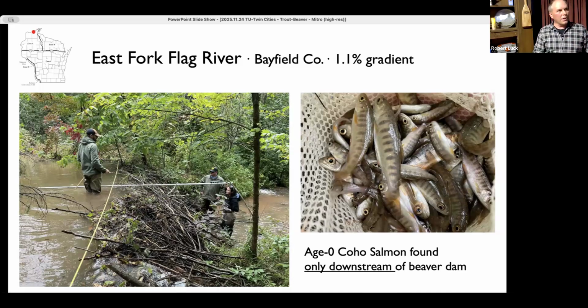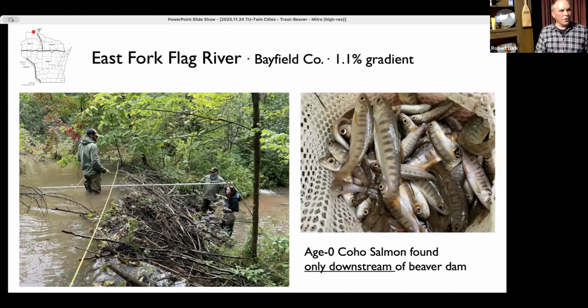This is a beaver dam on East Fork of Flag River. You can see by the people working with me in the stream above and below the beaver dam just how big that dam is. And if lake-run salmonids like coho and steelhead were able to get past that dam, that means they'd be able to spawn upstream of the dam. And then if we went back there the following year in late summer, early fall, and found young of year fish, that's your proof that those adults were there spawning. If you don't see those young of year fish, that suggests those adults probably did not get up there.